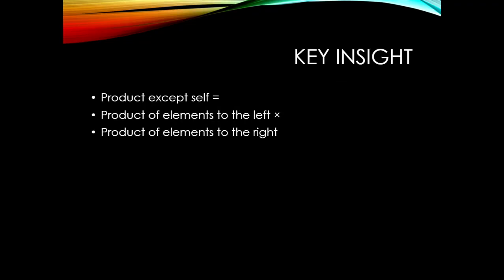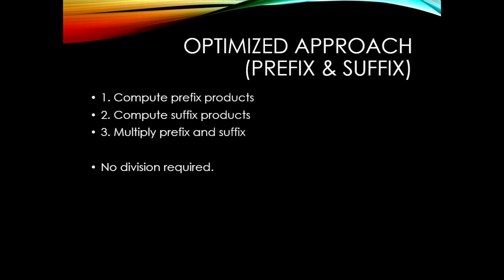So the key idea is this. Product except self can be broken into product of all elements to the left and product of all elements to the right. So our optimized approach uses a prefix and suffix product approach. In the first pass, we calculate the product of elements to the left, and in the second pass, we multiply with the product of all elements to the right. No division is required. Why this works? Because each element automatically excludes itself from the multiplication. We only traverse the array twice, giving us order of n time complexity.